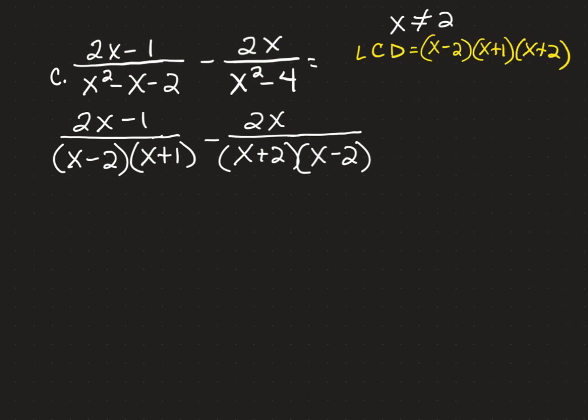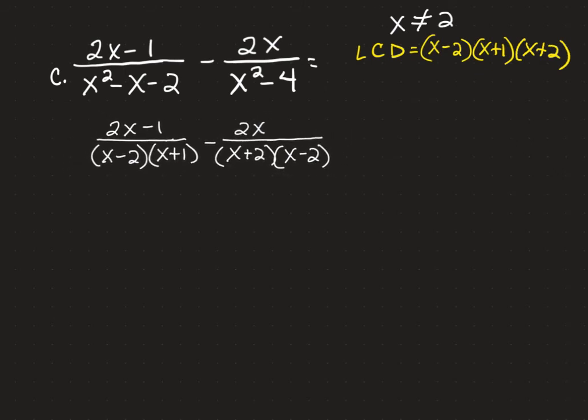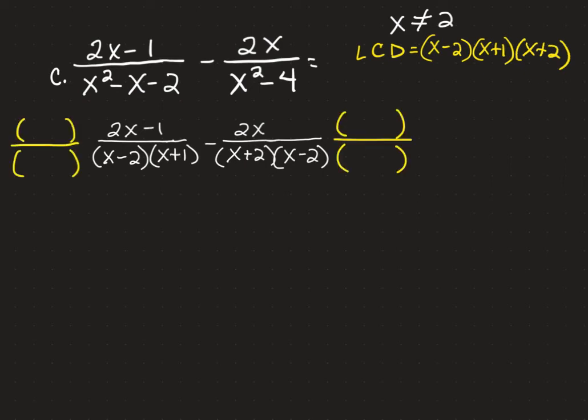So now we need to look at what we need to multiply each of those ratios by to get a least common denominator. The only factor missing from the denominator on the left is the x plus 2. So I will multiply that ratio by x plus 2 over x plus 2. I will multiply the other one by what's missing in the denominator, which is the x plus 1.